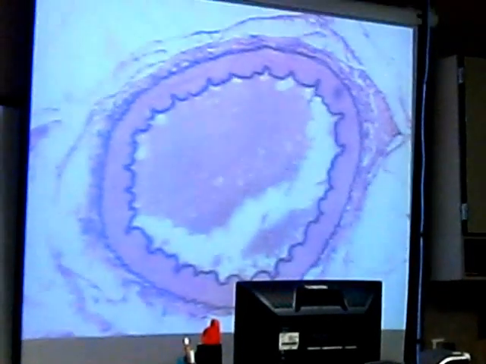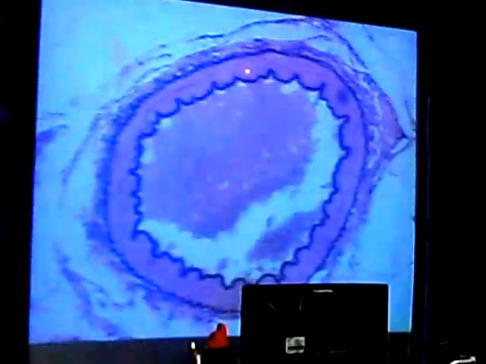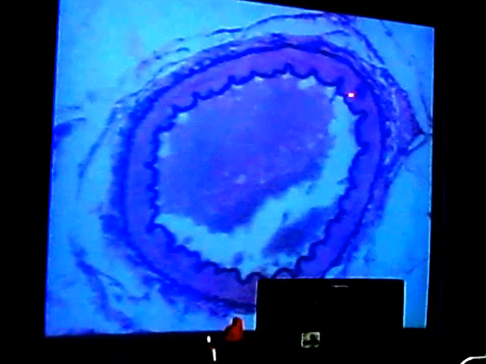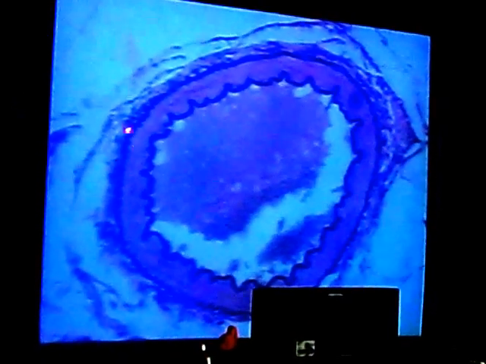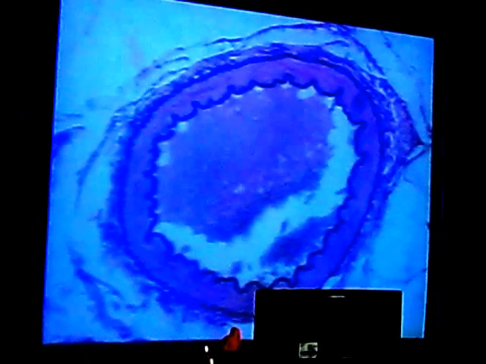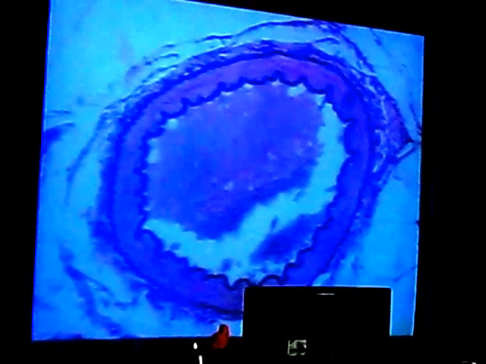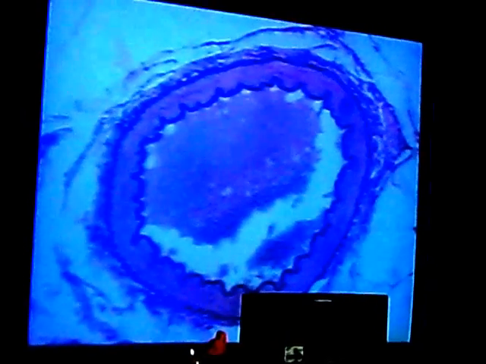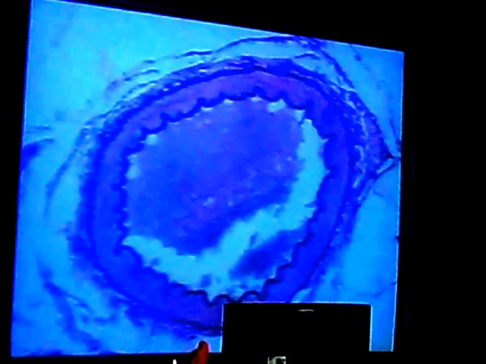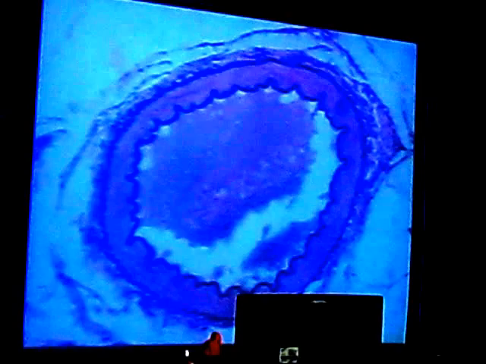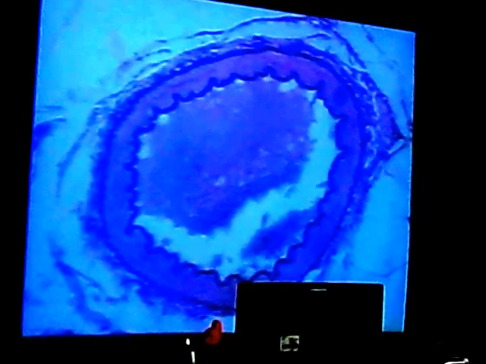The next layer, or series of layers, is the tunica media. So all this lighter pink in the middle is all your tunica media. The tunica media is going to be made up of smooth muscle and elastic tissue. Smooth muscle and elastic tissue, that's what allows it to expand and also to constrict if it needs to.